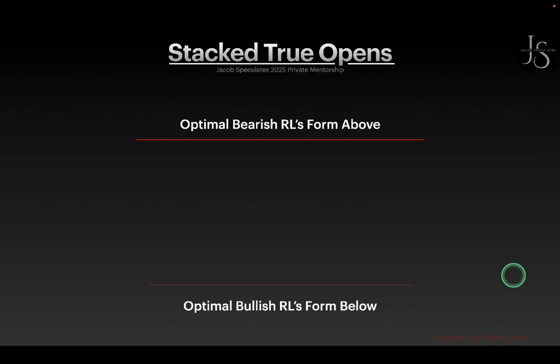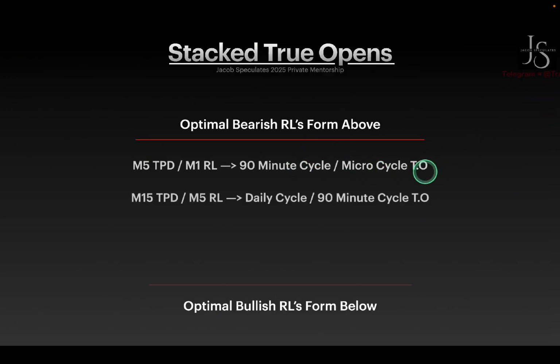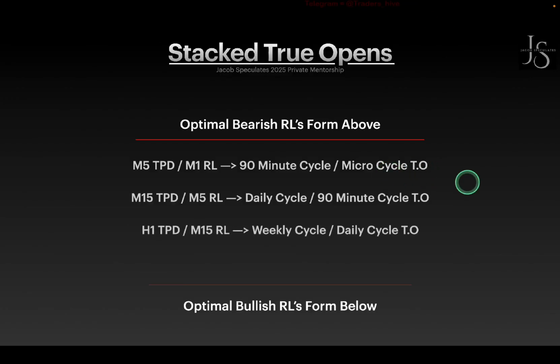So the age-old adage of never buy above the true open, never sell below the true open, that applies with reversion levels and TPDs that tip its hand for reversion levels. So optimal bearish reversion levels will form above the 90-minute cycle and microcycle true open. Optimal 5-minute reversion levels will form above or below the daily cycle and 90-minute cycle true open. 15-minute reversion levels should form above the weekly cycle and daily cycle true open. And optimal hourly reversion levels will form either above the weekly cycle true open and the daily cycle true open. And it's all dependent if you're bearish or bullish.